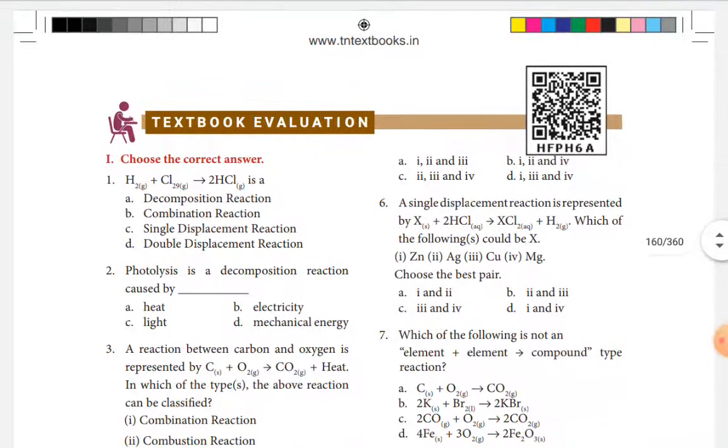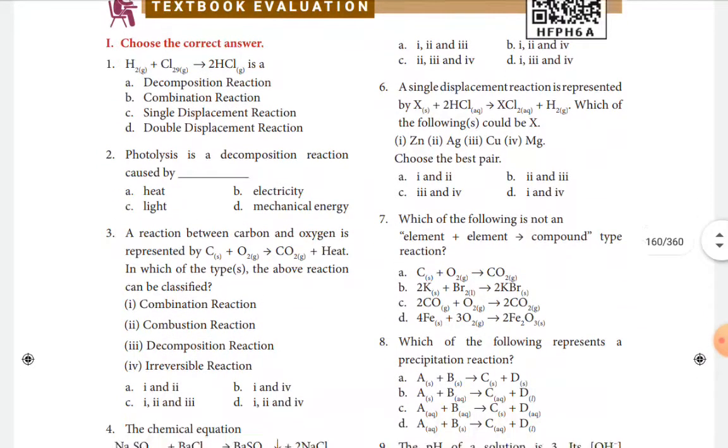Next, see the textbook evaluation. First question, choose the correct answer. Hydrogen plus chlorine, H2 + Cl2 gives 2HCl, where two reactants combine to give a single product. That is a combination reaction. Option B: photolysis is a decomposition reaction caused by photo, meaning light. So it is caused by light.